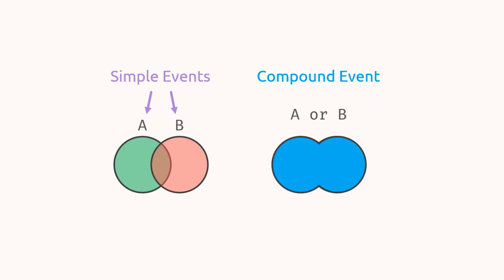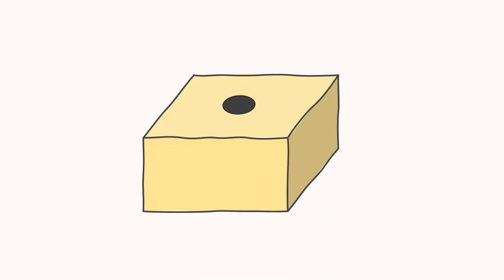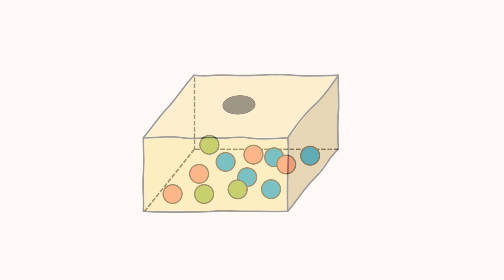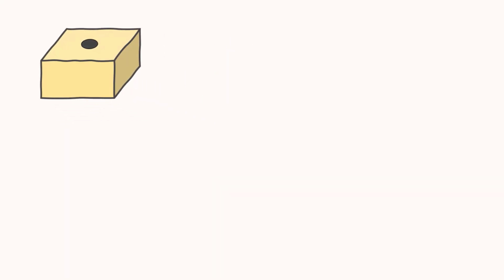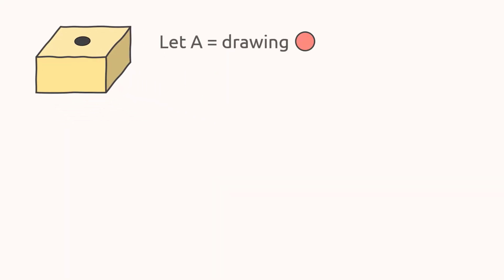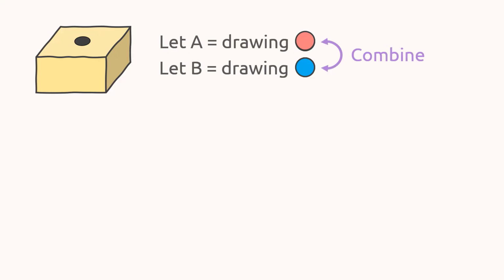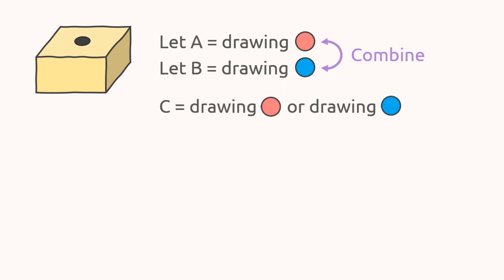For example, let's say we have a box containing 5 blue balls, 4 red balls, and 3 green balls. And a ball is randomly drawn from the box. A simple event A can be drawing a red ball. Another simple event B can be drawing a blue ball. Now, we can combine the two events as a new one, drawing a red ball or a blue ball.